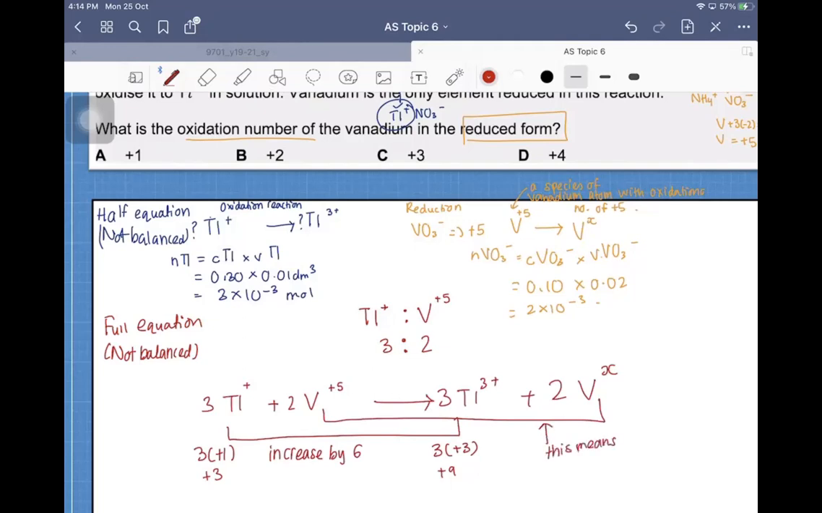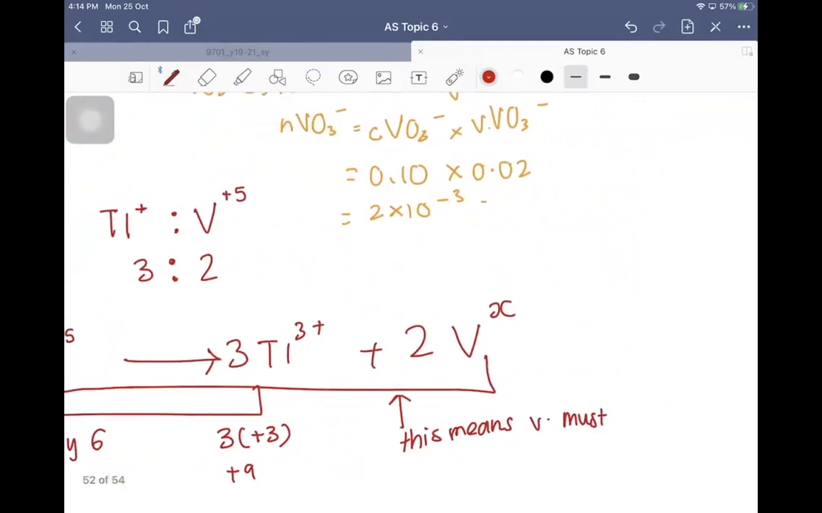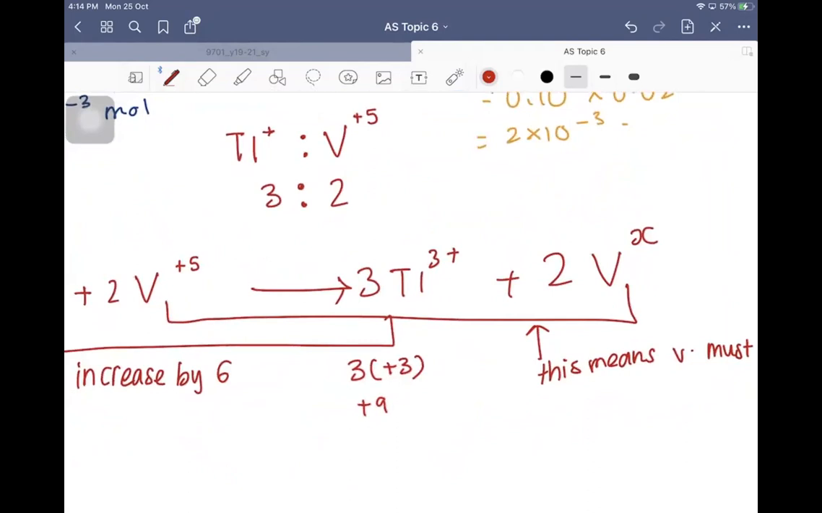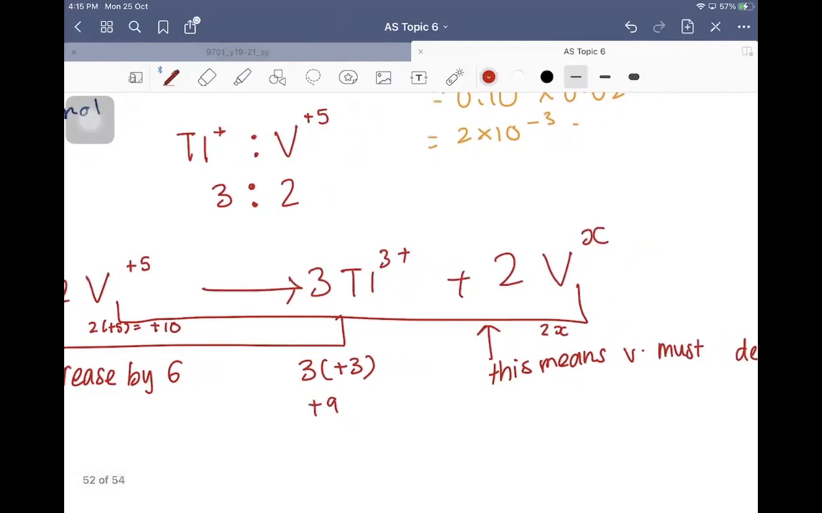This means vanadium must decrease by 6. Okay, our starting point, we've got 2 times +5, so that's +10, right? We want it to decrease by 6. So what must 2x be, right? So 10 minus 2x should be 6. Sorry, it should be just 6.